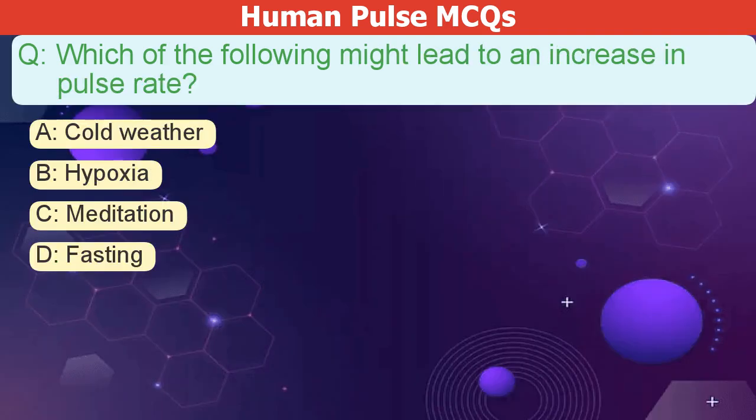Which of the following might lead to an increase in pulse rate? A. Cold weather. B. Hypoxia. C. Meditation. D. Fasting.